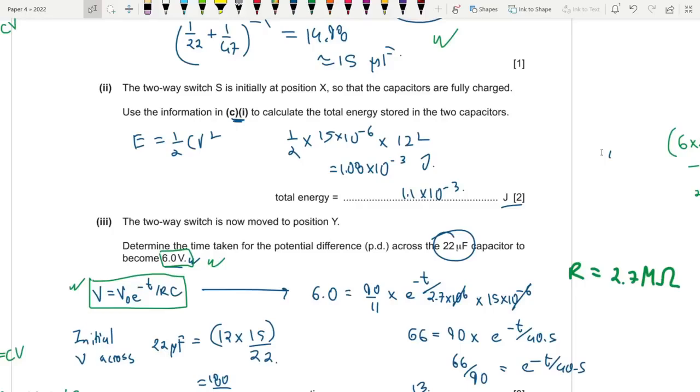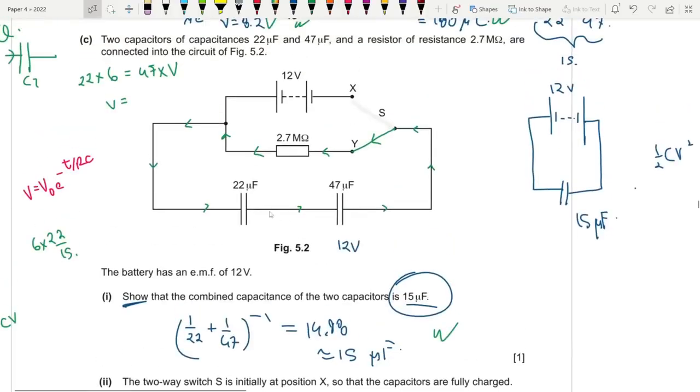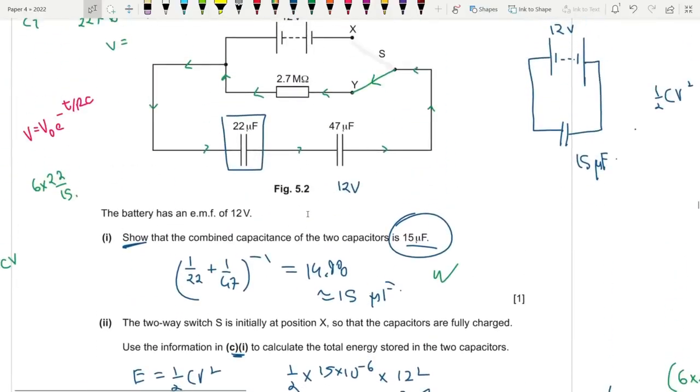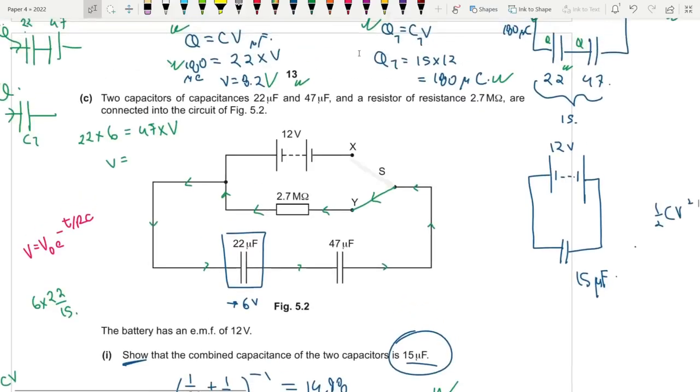So let's begin. Determine the time taken for the potential difference across the 22 microfarad capacitor. They are specifically talking about this one, to decrease to 6 volts. Okay, so it became 6 volts, but from what exactly? We need to find out the initial value, right? We don't know the initial value. Let's try to figure that out.